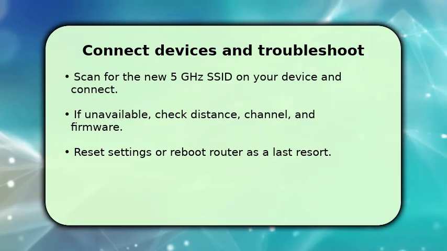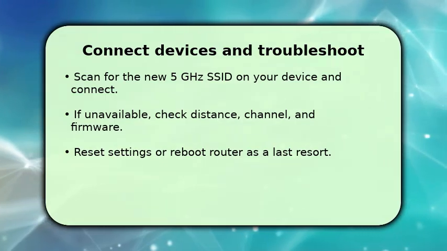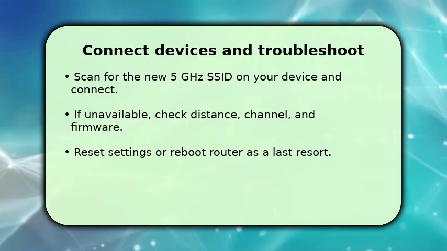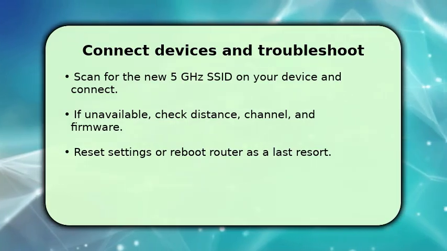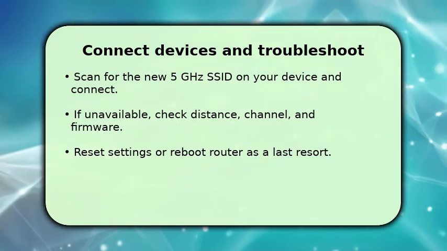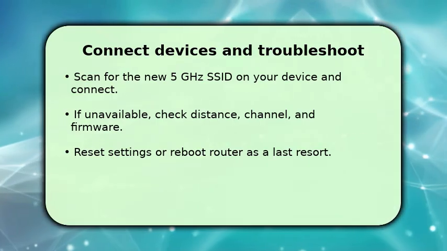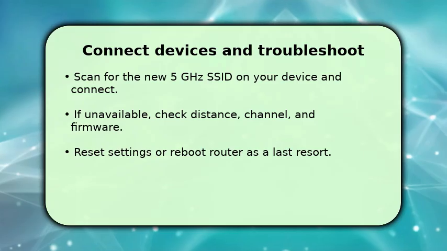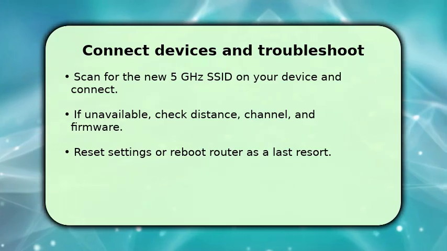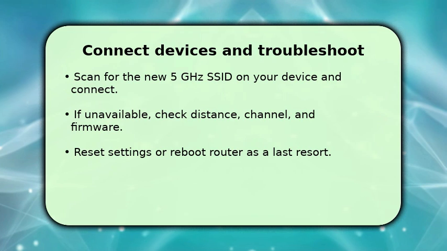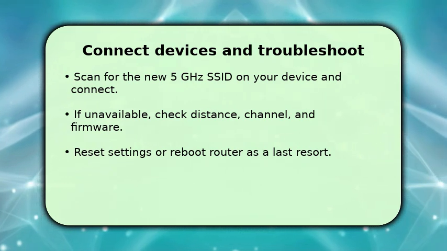If devices don't see the network, move closer to the router and verify the selected channel isn't blocked by regional settings. Update firmware and recheck settings. If problems persist, reboot or factory reset the router. Then reconfigure. One key troubleshooting tip: inspect client compatibility and distance before changing router parameters.